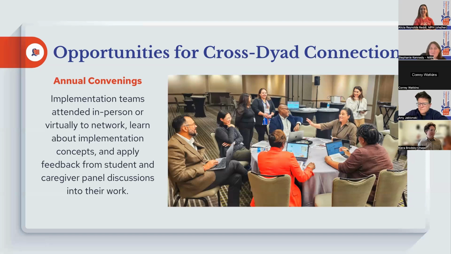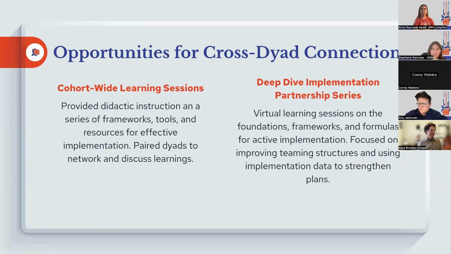Okay. All right. Well, with that, do we want to talk a little bit about some of the other cross-dyad connection opportunities that we had? Yes. So the two other opportunities we had were cohort-wide learning sessions, and NIRN hosted 12 of these virtual learning sessions to help dyads dive deeper into active implementation while also strengthening their connections with one another. These sessions were a chance for dyads to share experiences and build relationships, and each session offered practical instruction on a range of frameworks, tools, and resources to support effective implementation. The dyads were purposefully paired to network, connect across different contexts, and discuss what they were learning. And then they also got to apply these tools and strategies in real time, and come back as a group to share their reflections and experiences.